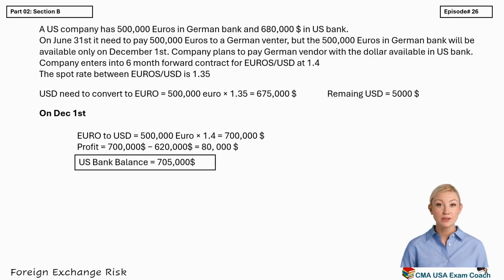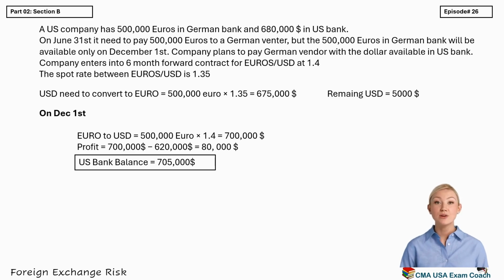Bank balance equals $700,000 plus $5,000, which equals $705,000. Let's summarize the entire transaction. The company had to pay 500,000 euros on June 31st. It used its US dollars to make the payment by converting at the spot rate of 1.35.